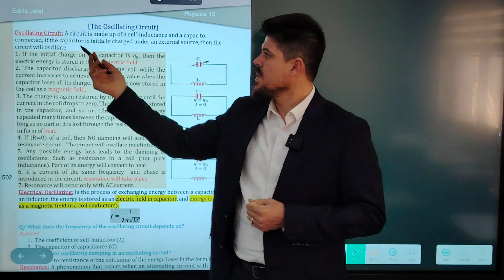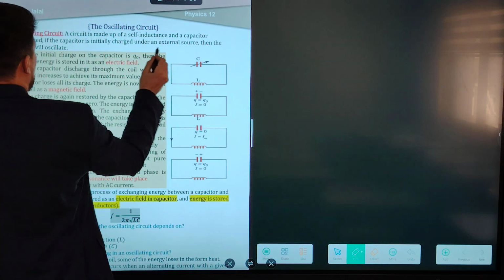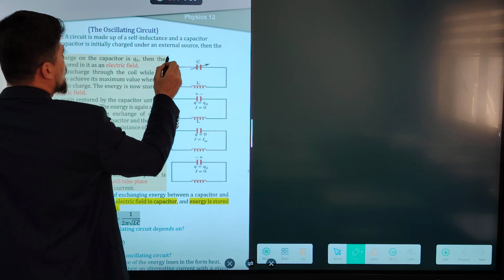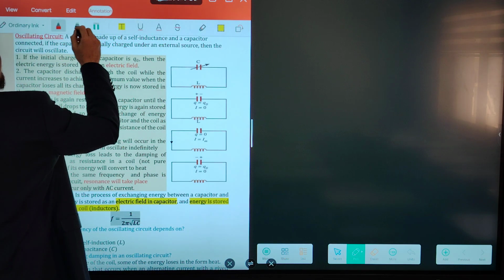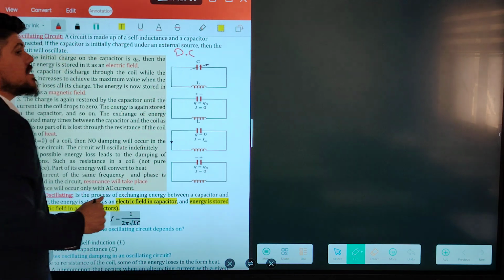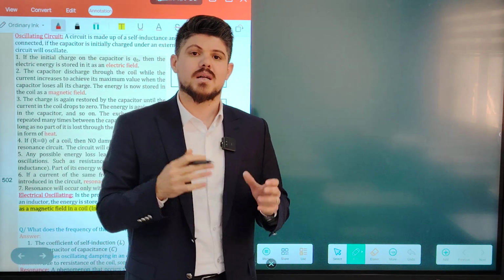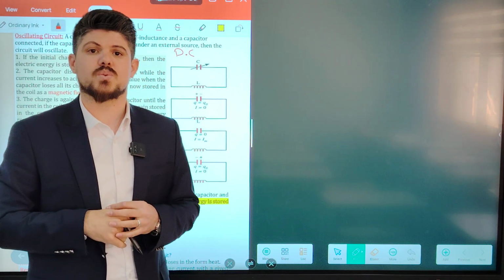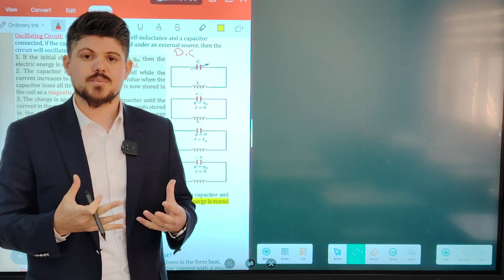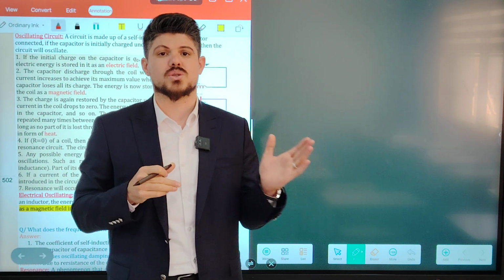capacitor connected, okay? If the capacitor is initially charged under an external source, but actually it should be a DC source. Why? Because a capacitor can be charged only by a DC source. The capacitor is a device that consists of two parallel plates with a separation between them. When connected with a DC battery, the capacitor can store electrical energy.